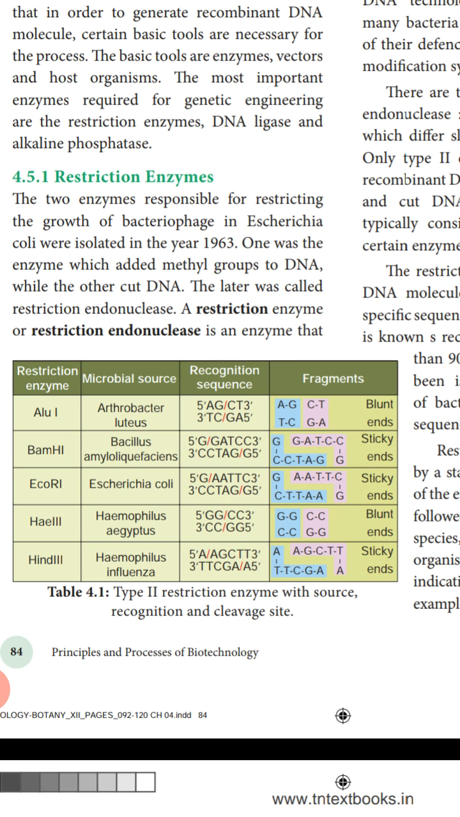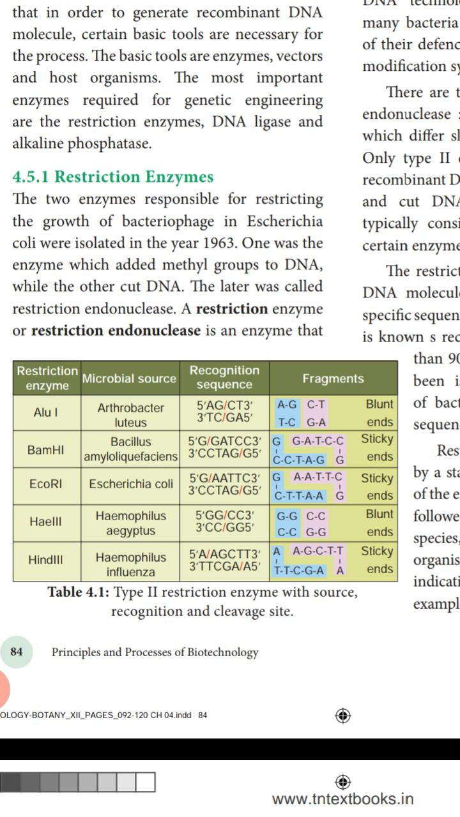Next is the E. coli enzyme, a restriction enzyme obtained from Escherichia coli. The sequence of nucleotides is given here. Here also, when this restriction enzyme cuts, we get the DNA sequence in 2 fragments with sticky ends. Next one is HAE3.